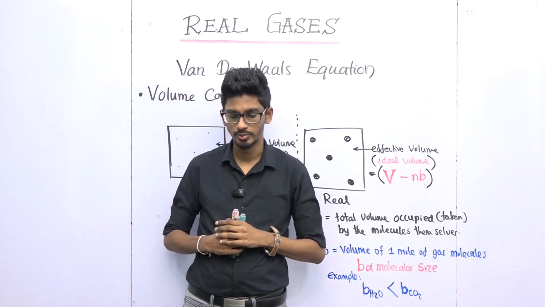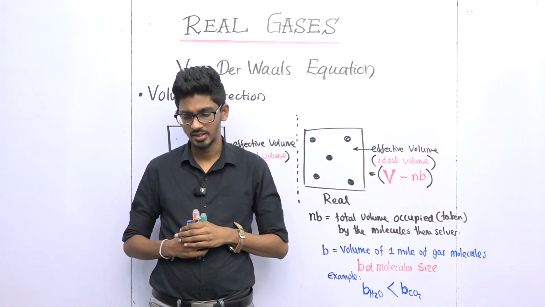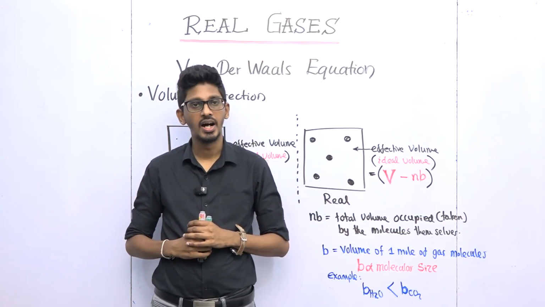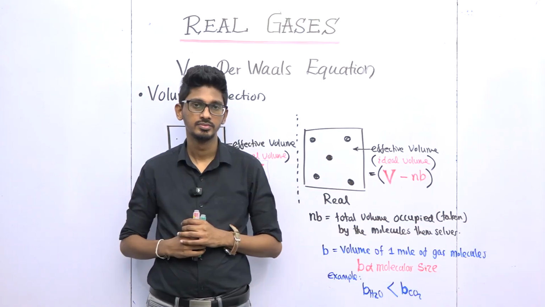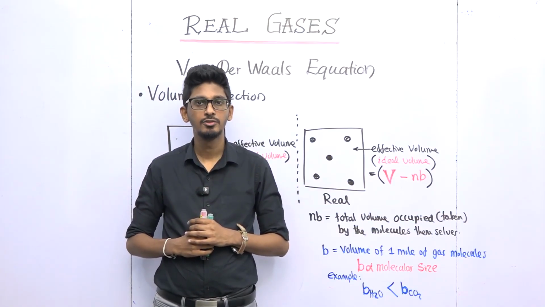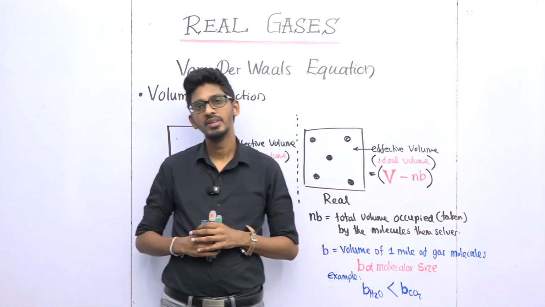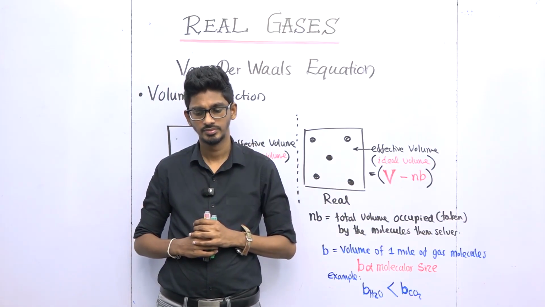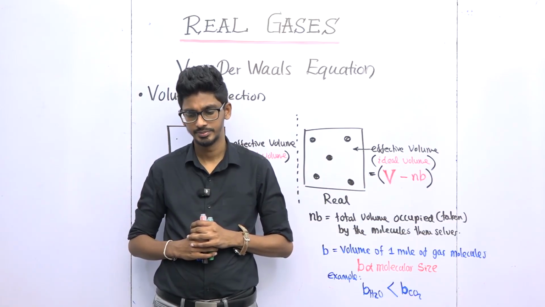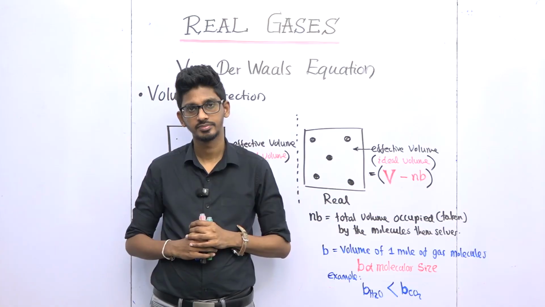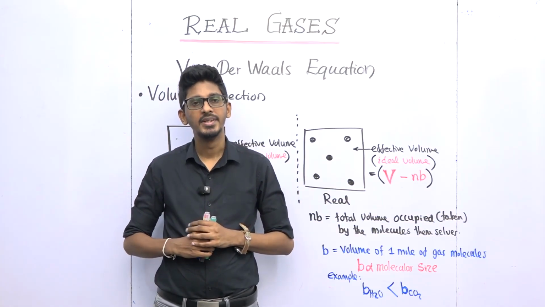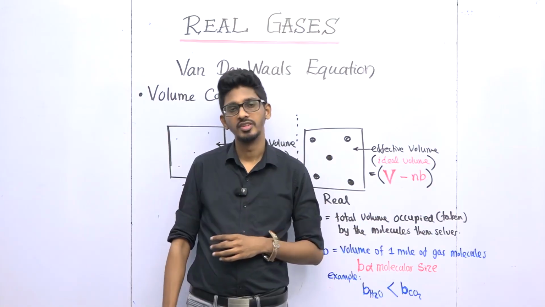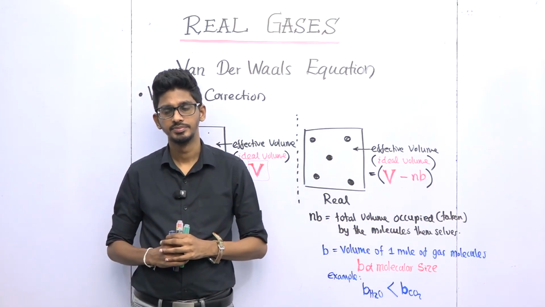Come to red color and write. The ideal volume (the free space available for molecules to move) is less than the measured volume (volume of the vessel).